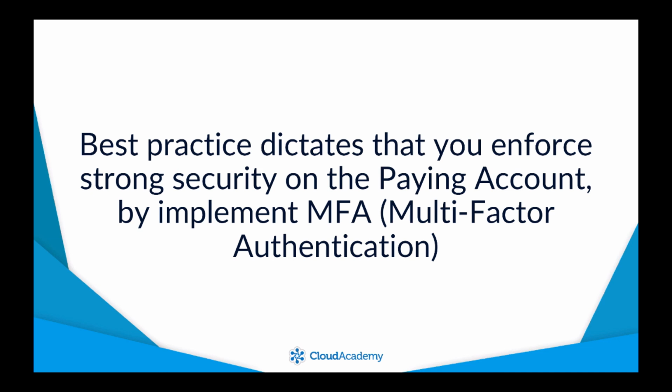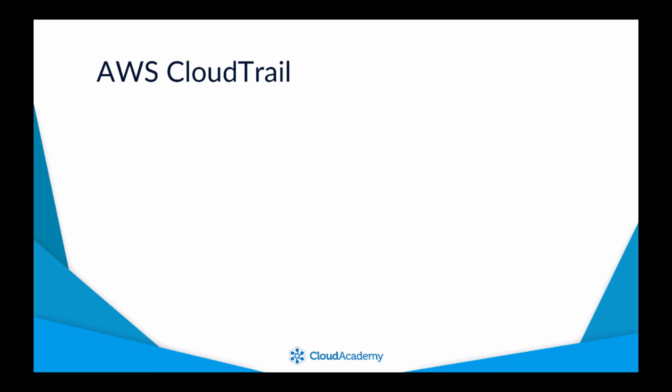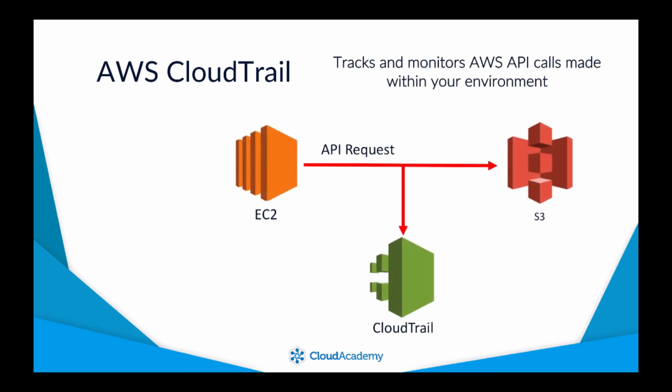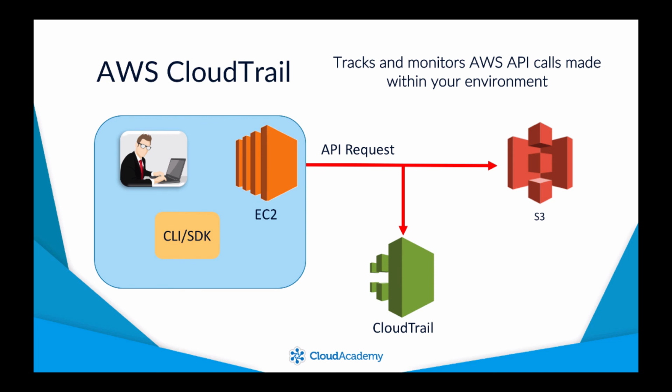One way is to take a look at AWS CloudTrail. AWS CloudTrail tracks and monitors AWS API calls made within your environment, regardless of the method used. It can be initiated from other AWS services, a user from within the AWS Management Console, AWS CLI, or from an SDK. If an API call is made to create, modify, or delete an AWS resource, then AWS CloudTrail will log the request in an event, along with key data associated with the request.